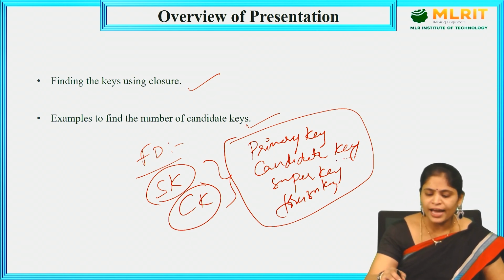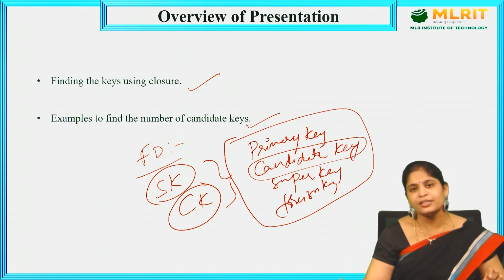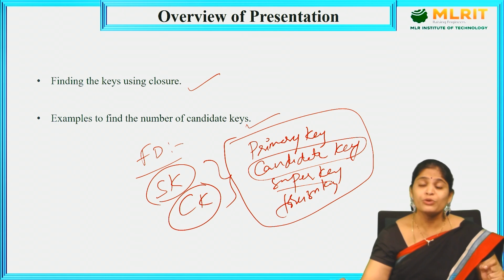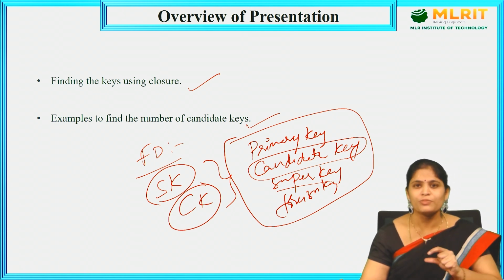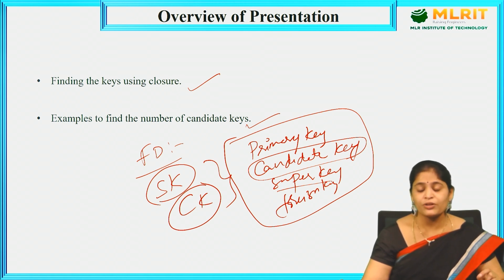So, what is the candidate key? Here, two or more keys can be considered as a primary key. Right? What is the super key? If we consider all the columns, all the attributes, without any restrictions, that is what the super key is.